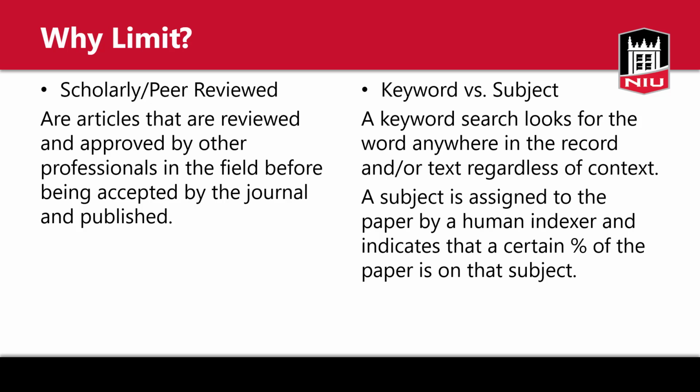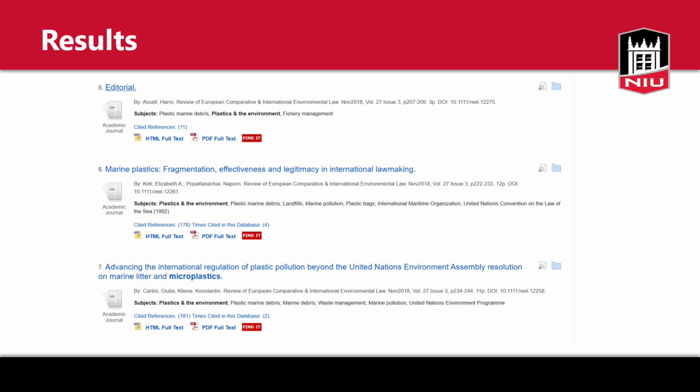Scholarly peer-reviewed articles are articles that have been reviewed and approved by other professionals in the field before being accepted and published by a journal. Keyword versus subject. A keyword search looks for the word anywhere in the record and/or text, regardless of context. A subject is assigned to a paper by a human indexer and indicates that a certain percentage of the paper is on that subject. We now have 62 articles to choose from.